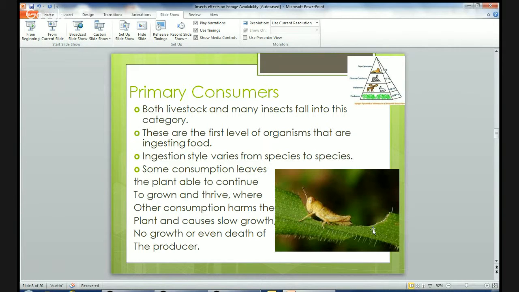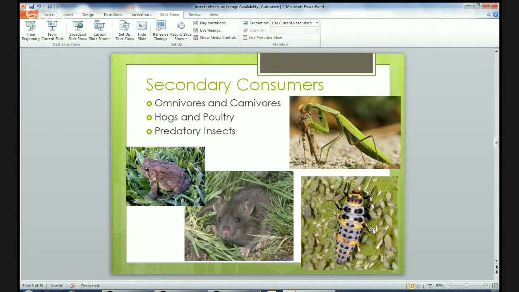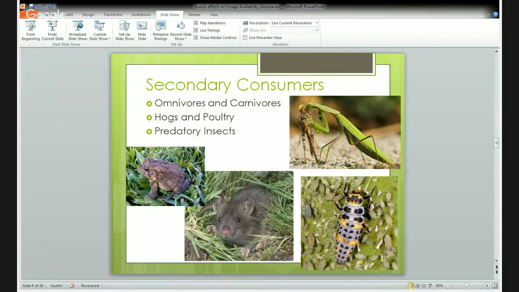So, continuing on, secondary consumers. These guys are helpful. We want to make note of our secondary consumers because they might be able to eat any pests that we can't get rid of.